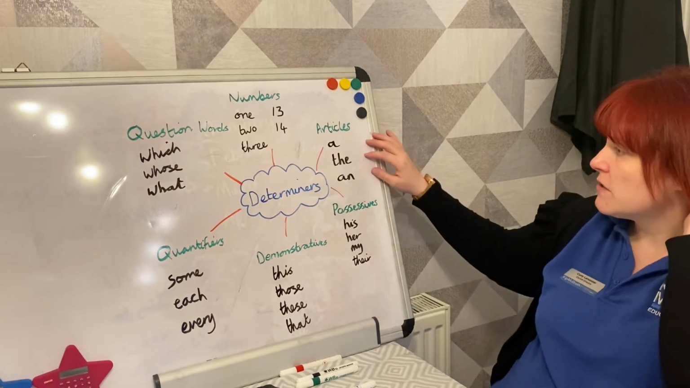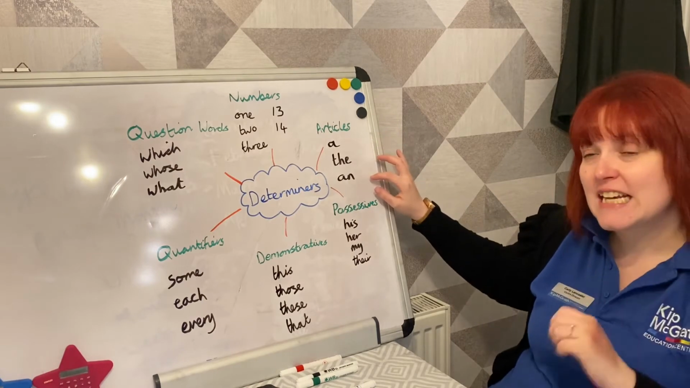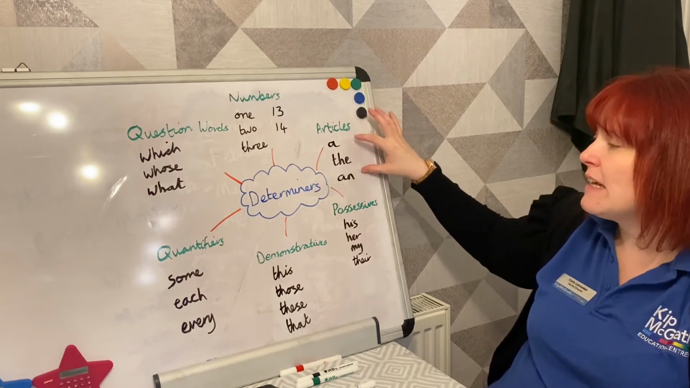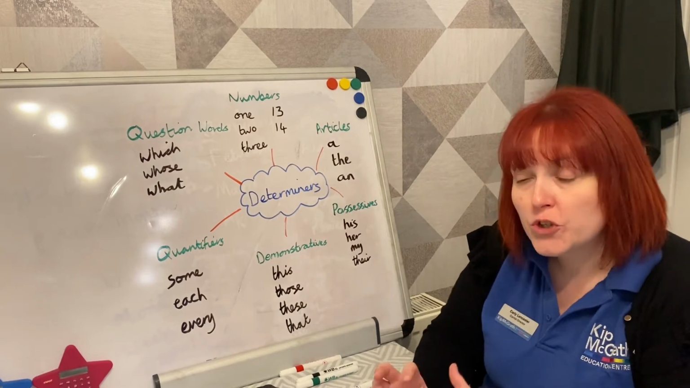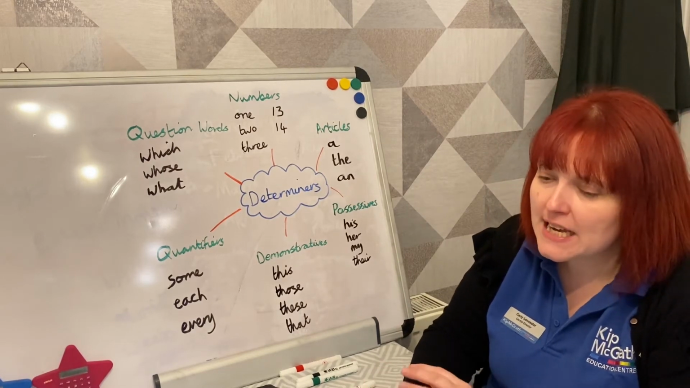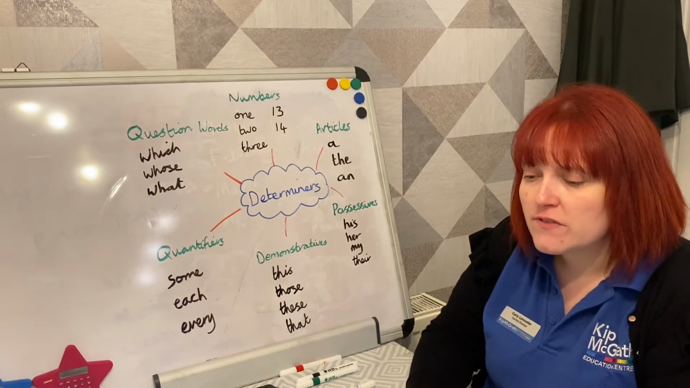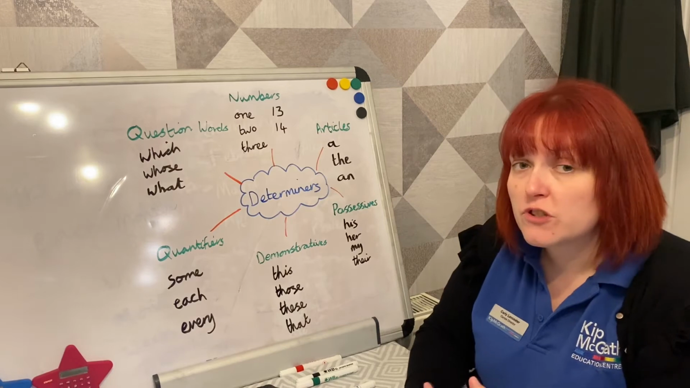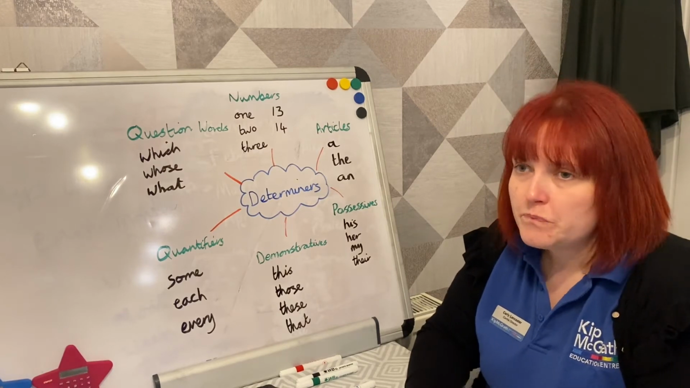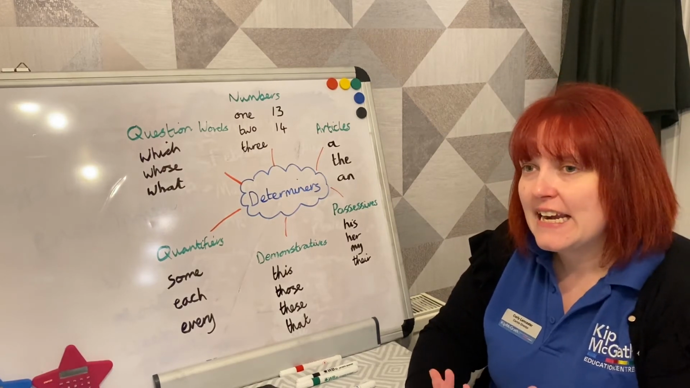So your articles are a, the and an. One little thing in terms of a and an and how to decide which one you use. So if we're using a, that goes in front of anything that doesn't have a vowel at the start of it. An goes in front of words that start with vowels. So an elephant, an egg.